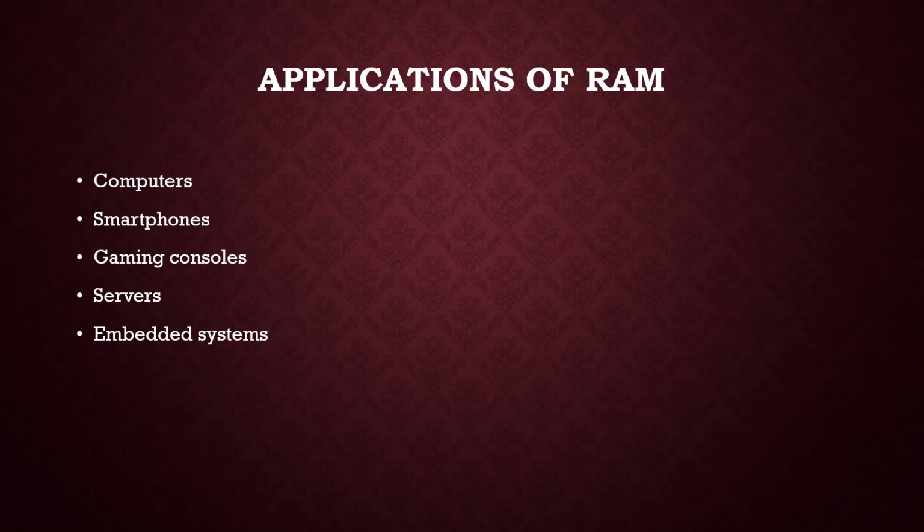Applications: where is RAM used? In computers, smartphones, personal computers, laptops, tablets, servers, gaming consoles, and embedded systems. It is everywhere, and it is very much necessary for accessing data quickly, to initiate the process very effectively and to improve performance.